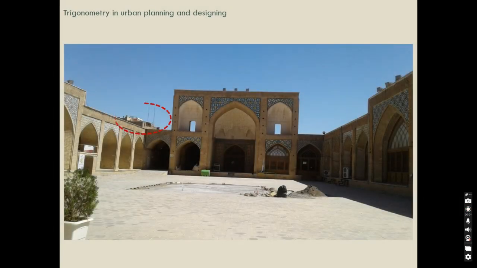Hi everyone, I'm recording this short video to show the role trigonometry can play in urban planning and designing, particularly when it comes to historical parts of the cities. Through an example in Qom, one of Iran's historical cities, I try to show how the height of a new building can negatively affect a landscape in a historical building.